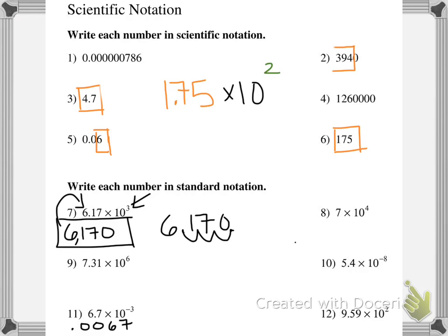And you should always do a little quick check step. If you had a negative exponent, your number should be smaller, and in decimal form smaller. If you had a positive exponent, your number should be bigger.